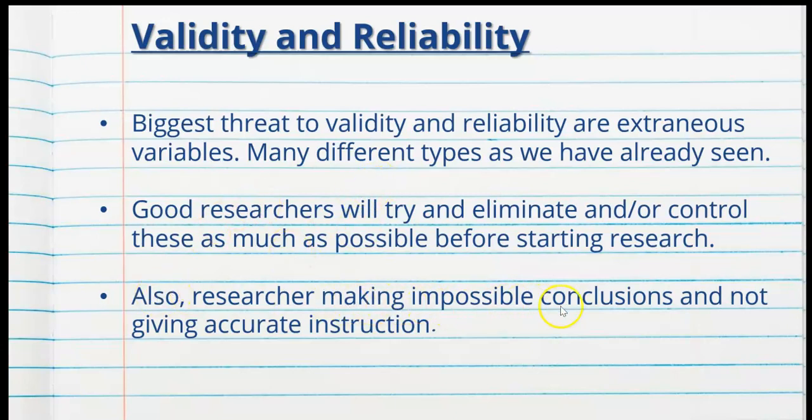Now, the researcher making impossible conclusions and not giving accurate instruction can also lead to lowered validity and reliability. So if the researcher wasn't clear in their instructions and people just kind of did their own thing, then that's obviously going to lead to inaccuracies and inconsistencies. Also, the researcher making impossible conclusions, like applying one focus group or one experiment to the whole population, or making impossible conclusions based on variables that are actually not accurate.